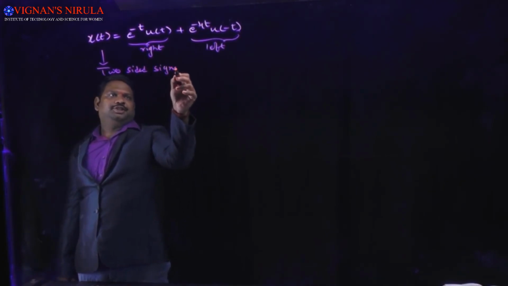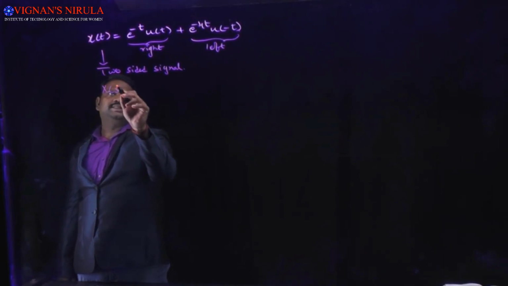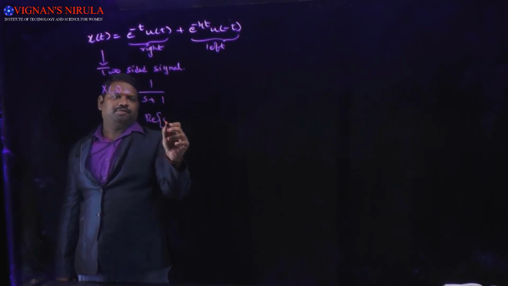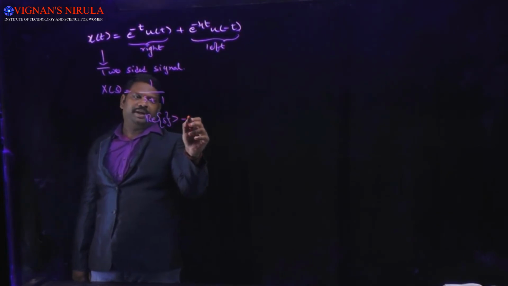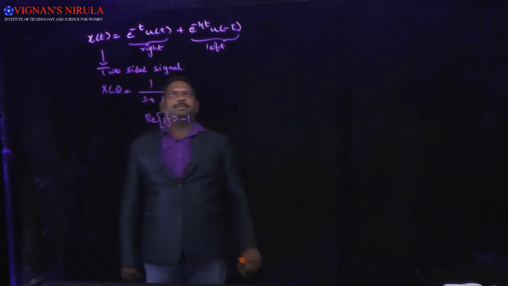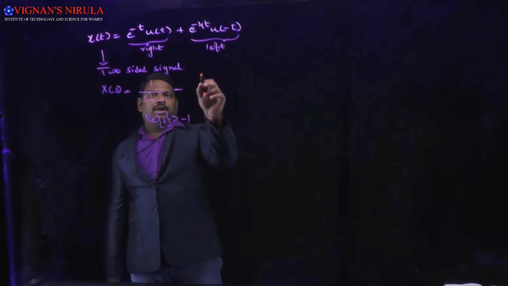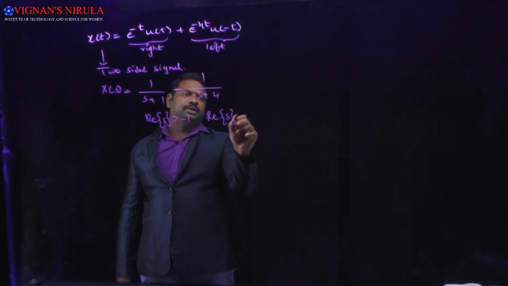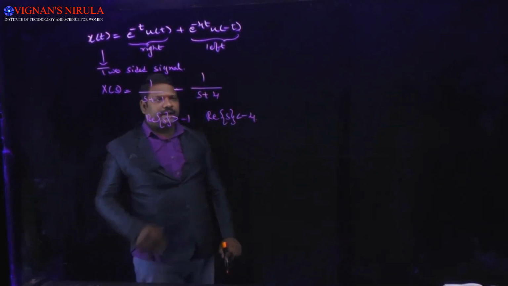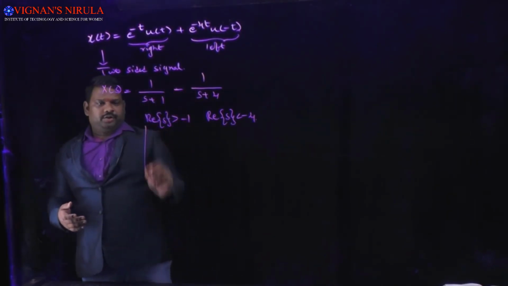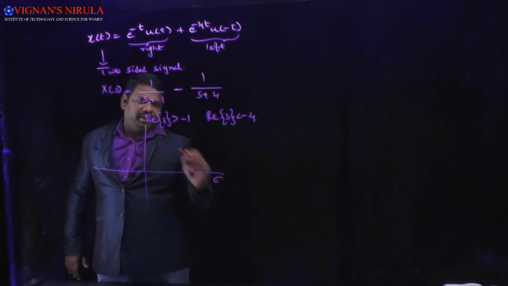For this particular two-sided signal, the Laplace transform is 1 by s plus 1, with the region of convergence Re of s greater than minus 1, as u of t means. Here the minus sign is not there, therefore keep the minus sign here, and it will be in the form of e power minus 4t u of minus t. That's why its Laplace transform is 1 by s plus 4, and Re of s will be less than minus 4. We can write like this, but we cannot get the exact Laplace transform without the region of convergence.